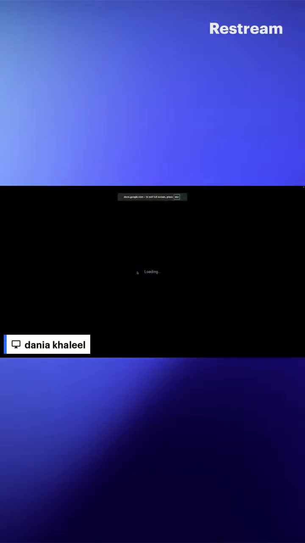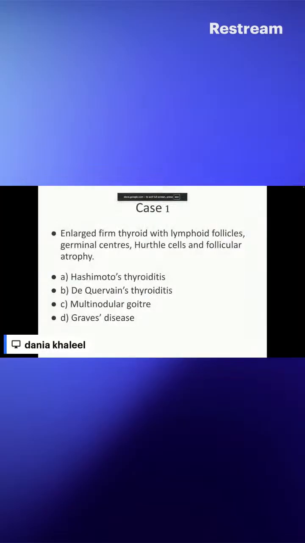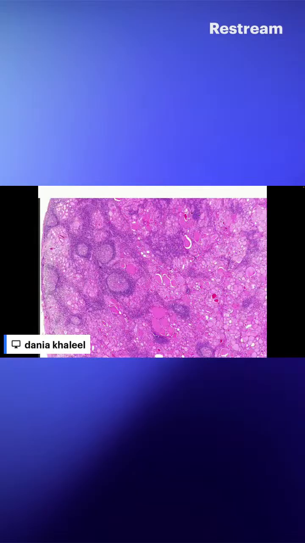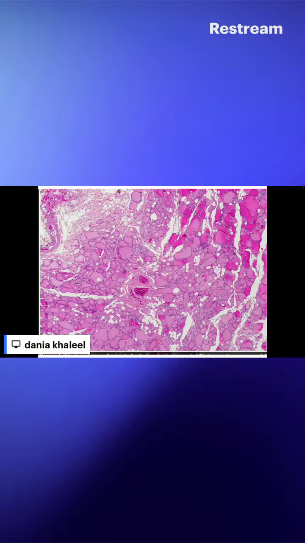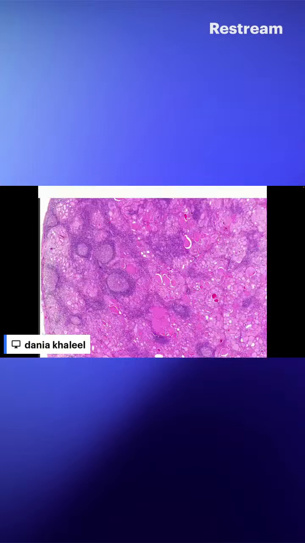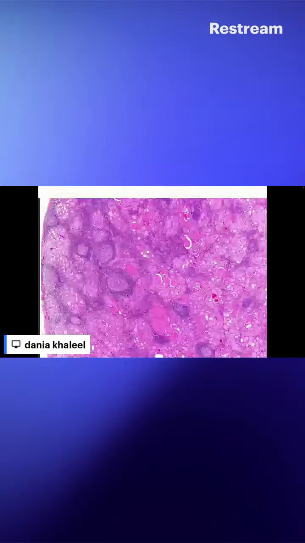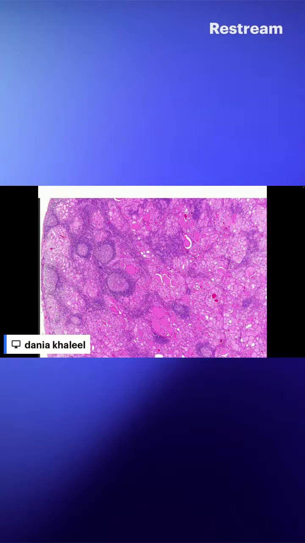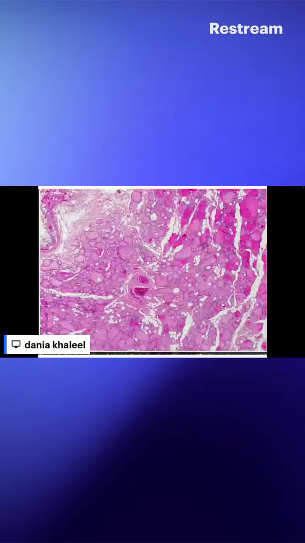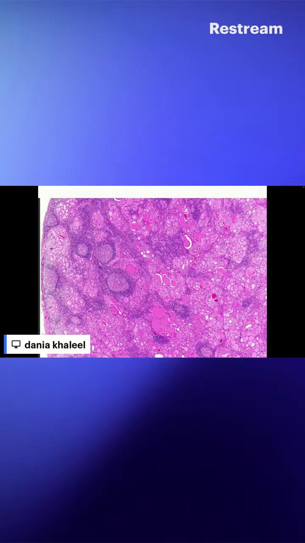Okay, so enlarged firm thyroid with lymphoid follicle, germinal centers, Hurthle cells, and follicular atrophy. Let's go and see that picture. I'm going to keep putting the normal thyroid so you can appreciate the difference. So this is the normal thyroid, and this is the abnormal thyroid. If you can participate and even put in the chat what the difference is between these two pictures, maybe just blue dots or anything, that would be good for me.